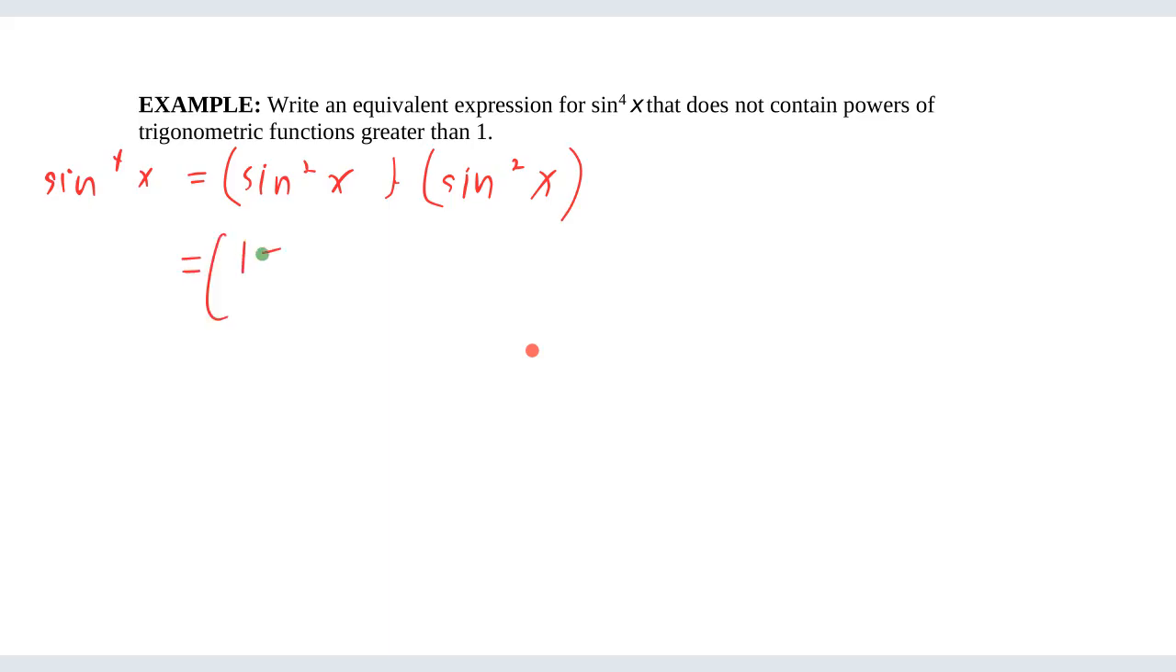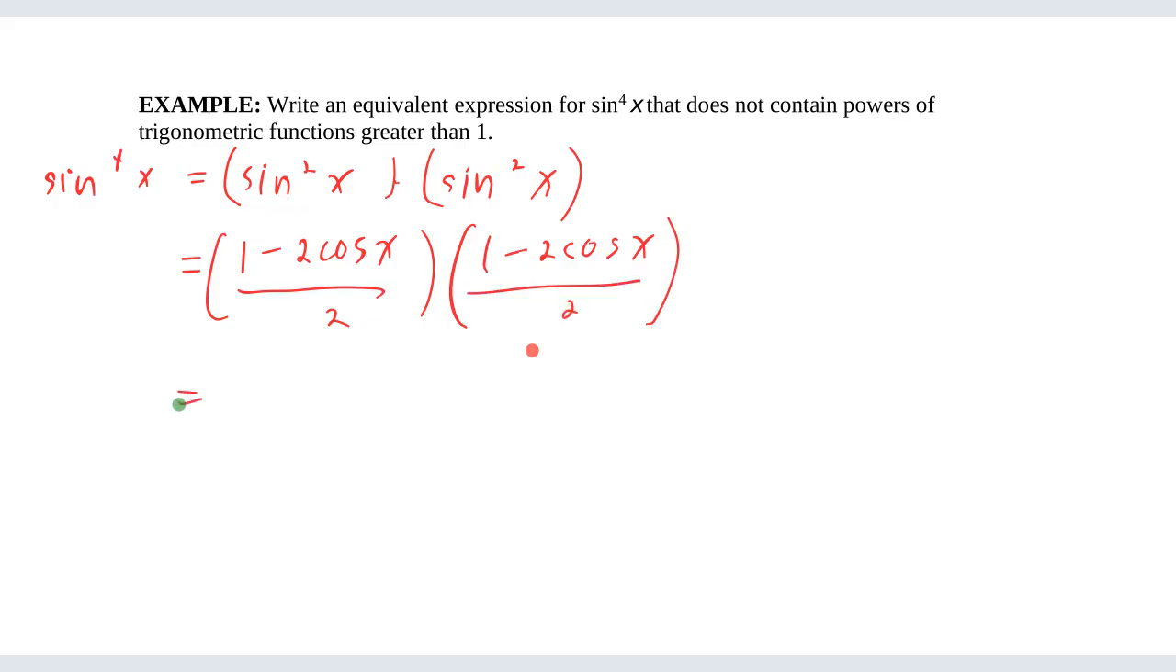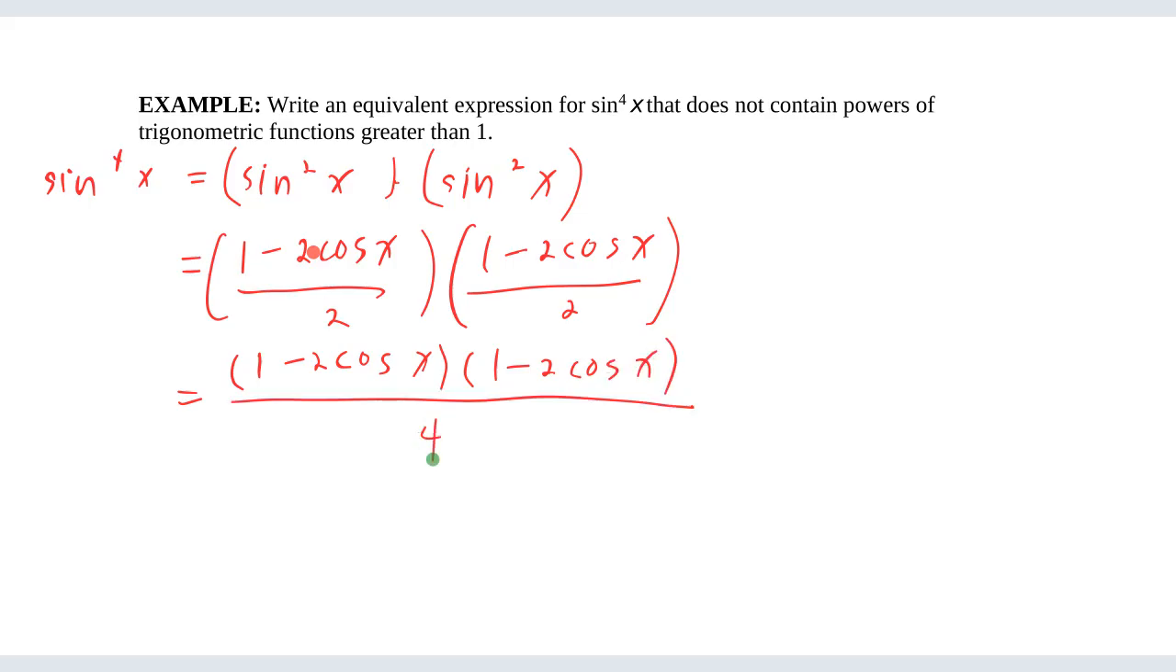So now let me use that formula, which is 1 minus 2 cosine x over 2. And then we have here 1 minus 2 cosine x over 2. Now I'm going to multiply these two fractions. So this is 1 minus 2 cosine x times 1 minus 2 cosine x, all over 2 times 2 is 4. And then I will just be multiplying this by FOIL.